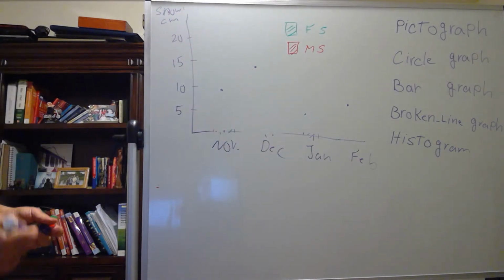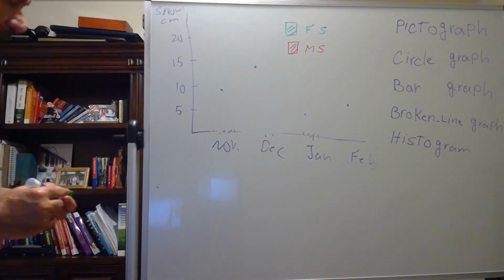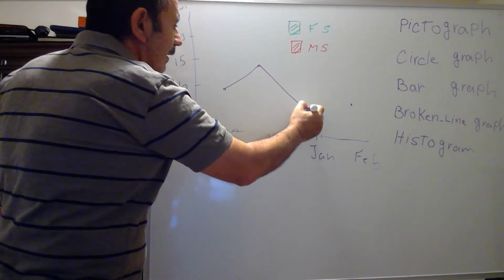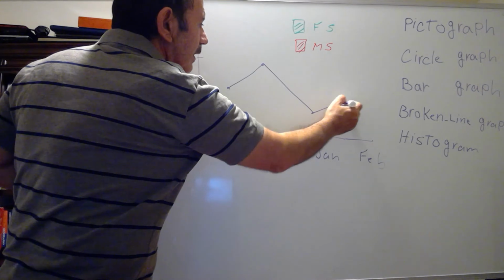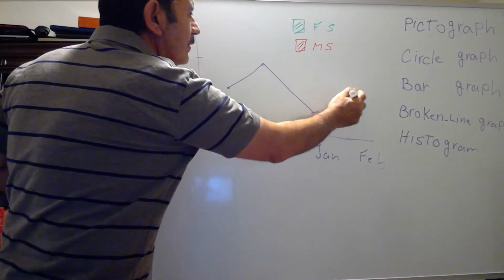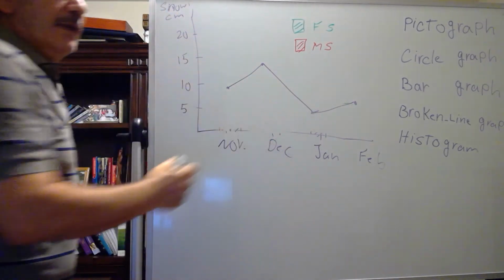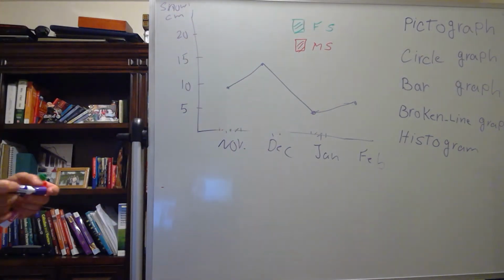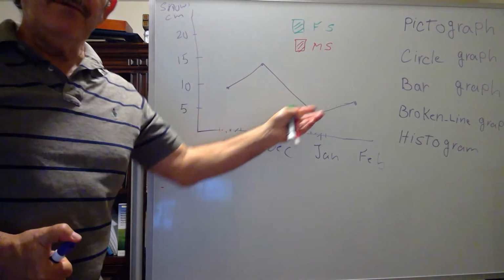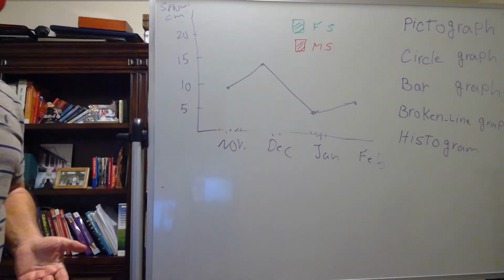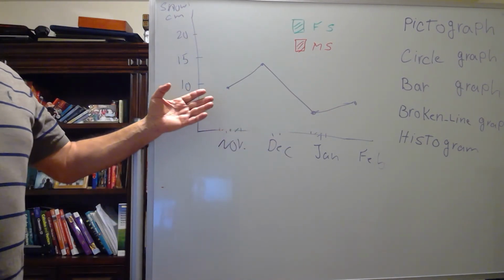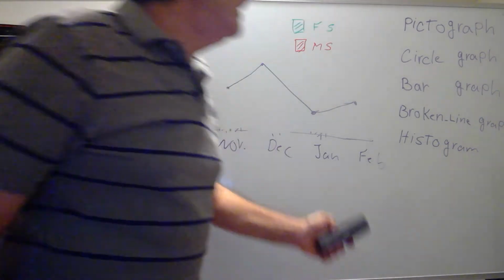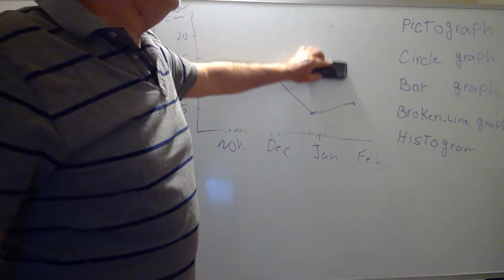Okay. Now, if I connect these points using lines, then I'm creating the broken line, and we call it broken line graph. Okay. What is the benefit of this one compared to the bar graph or circle graph or pictograph?